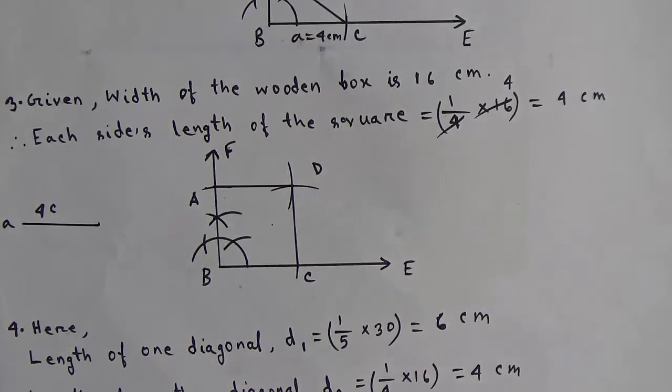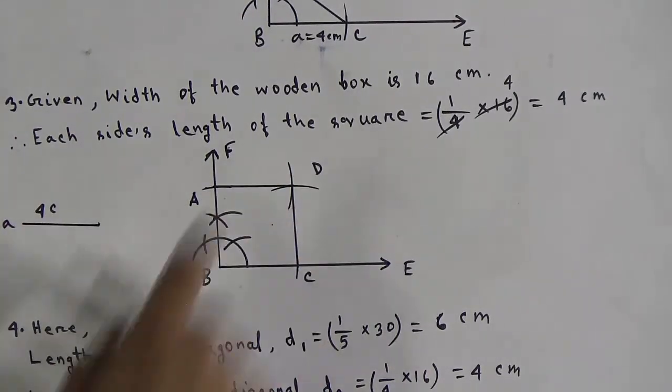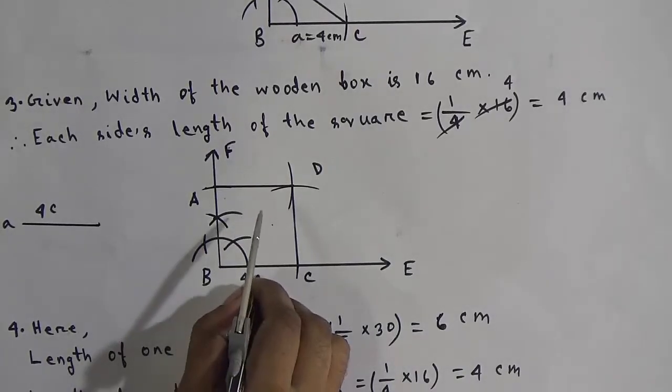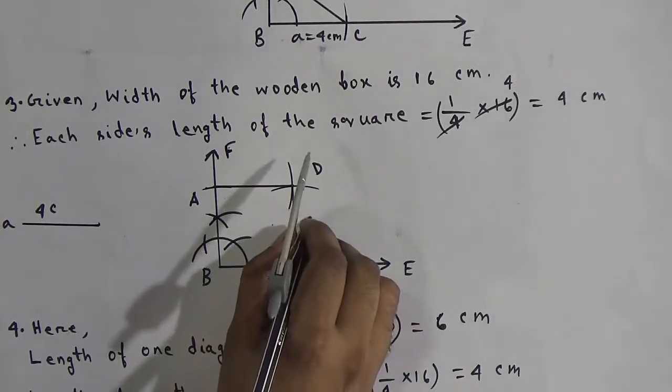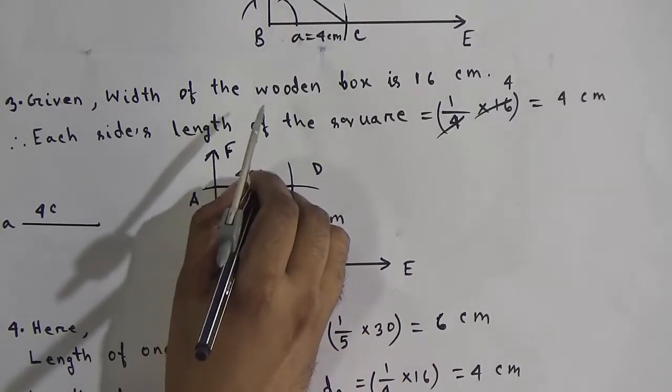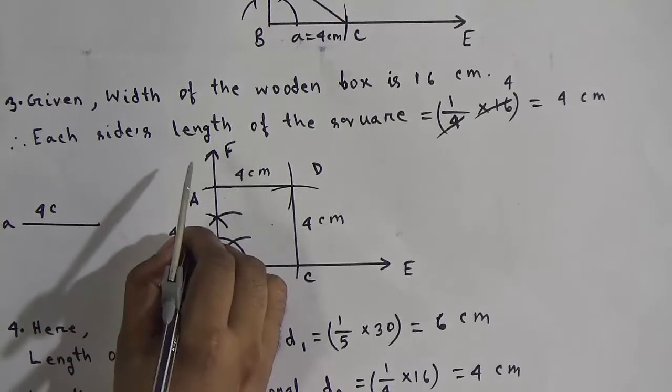Dear students, here ABCD is the required square which all sides are 4 cm, 4 cm, 4 cm and 4 cm.